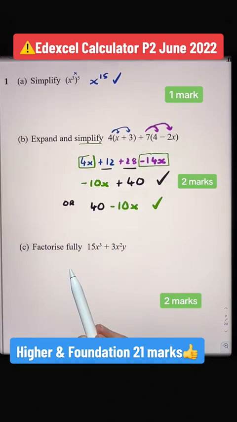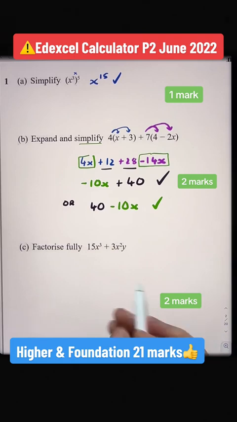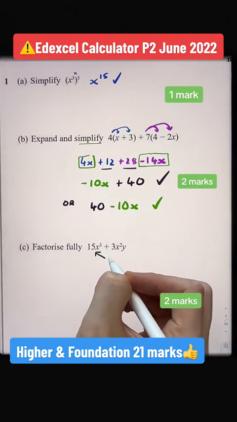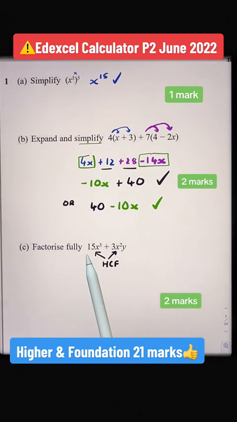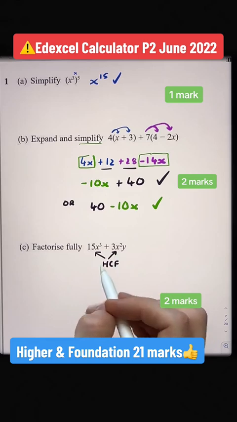Part C, factorise fully. Well, factorise means to put back into brackets. If we have two terms, we always try single brackets first. We want to factorise out the highest common factor of both numbers and letters from both terms. Looking at my numbers, here I've got 15 and 3. Well, the largest number, the highest common factor of 15 and 3, in this case is 3.